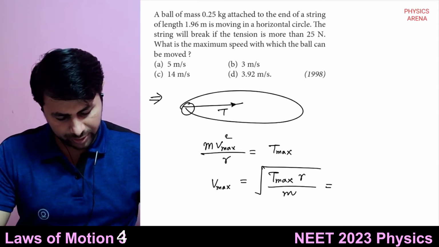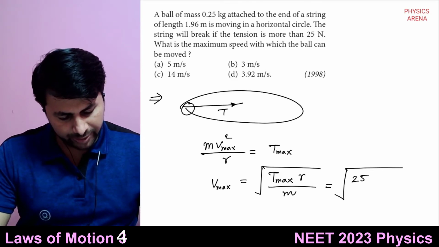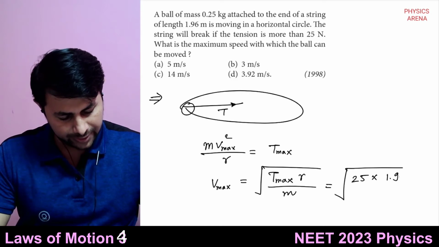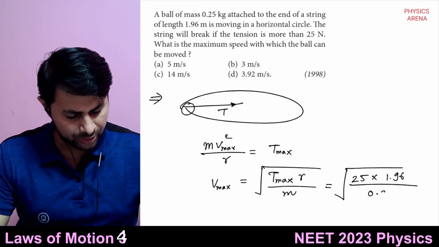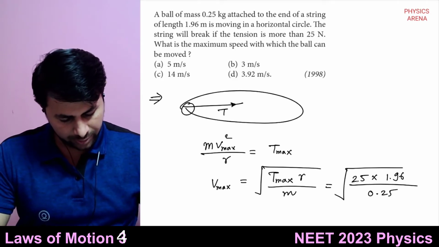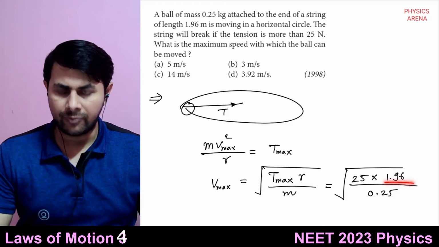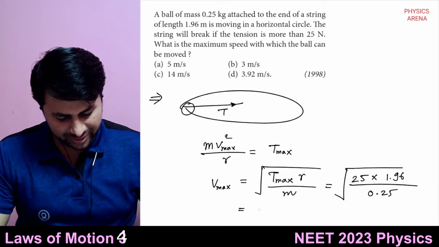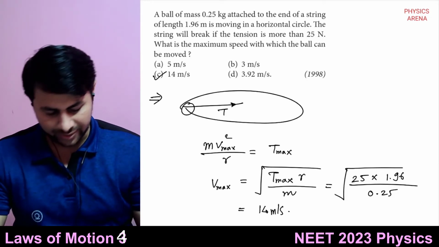Okay. And now substitute the values. So what is maximum tension? 25 multiplied by R is 1.96, divided by mass is 0.25. So this thing divided by this thing gives you 100 multiplied by 1.96 is 196, 14 meters per second, right? This will be the answer.